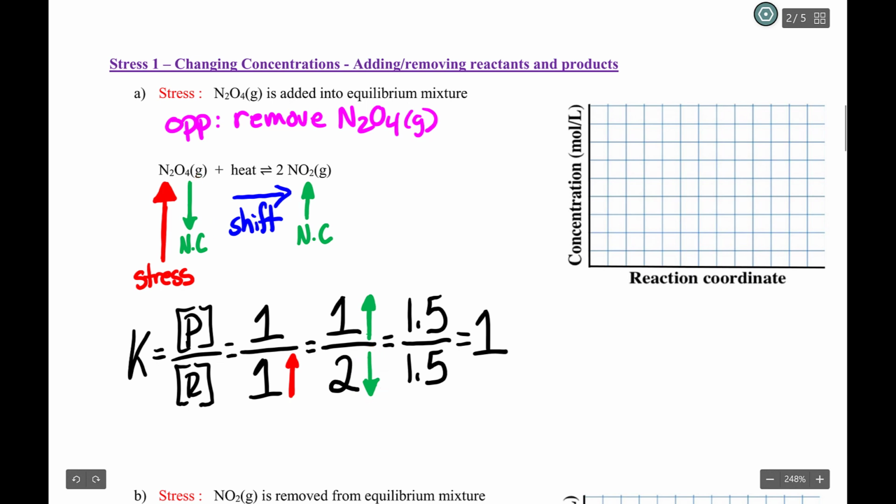Hypothetically, I just made up 1.5 over 1.5, and we're back to 1. We're back to our equilibrium constant of 1. Now, is there more stuff in the container? Absolutely. I've added stuff in, so there's more stuff. So rather than it being a concentration of 1 moles per liter over 1 moles per liter, it's now 1.5 over 1.5. But the fundamental nature of equilibrium and getting back to that constant is still there. It is 1.